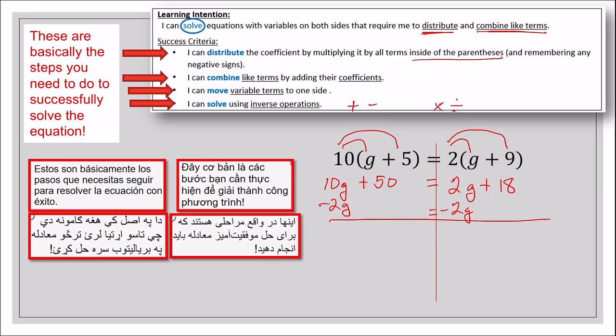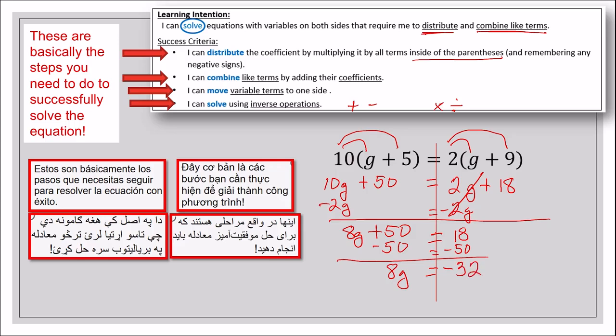Now by combining those coefficients, this goes away. I get 18 on the right, and I get 8g plus 50 on the left. Now again, our goal is to isolate, so I'm going to move the 50 to the other side by doing the same thing on both sides, subtracting on both sides. I get 8g is equal to negative 32.